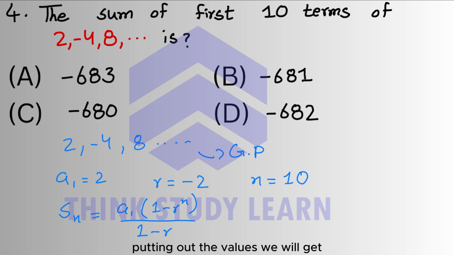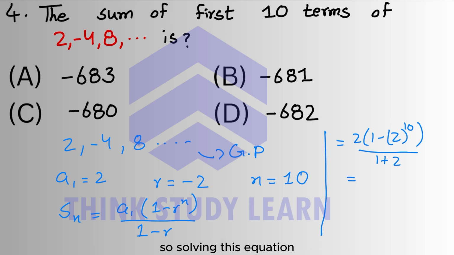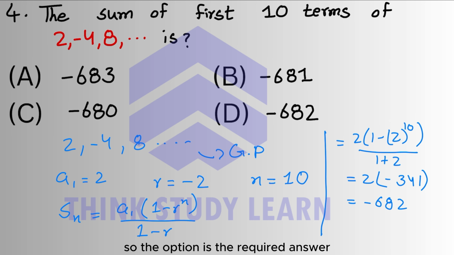So we will put the values in this formula. Putting the values, we will get 2 into 1 minus 2 to the power 10 over 1 plus 2. So solving this equation, we will get 2 into minus 341, which is equal to minus 682. So D option is the required answer.